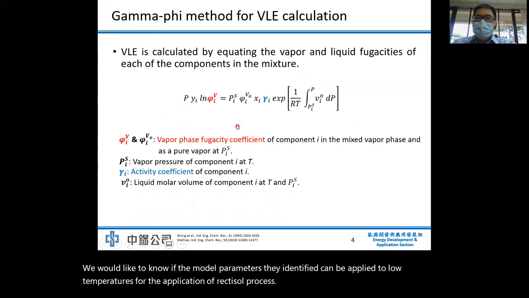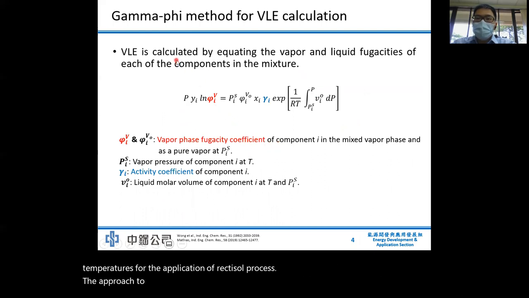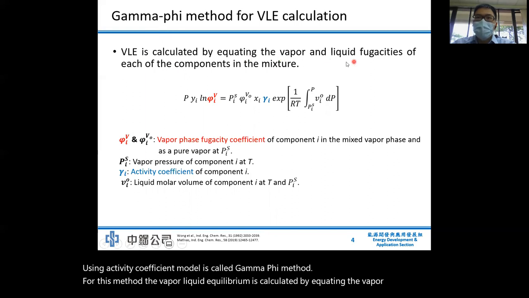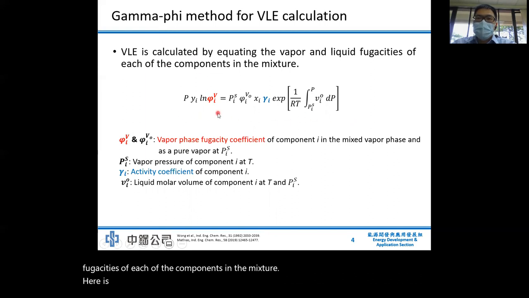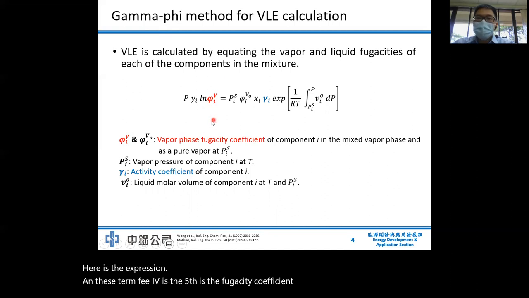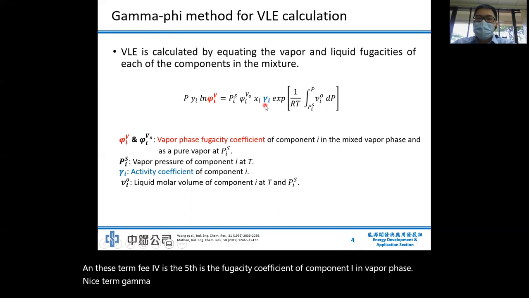The approach to calculate the vapor liquid equilibrium using activity coefficient model is called gamma phi method. For this method, the vapor liquid equilibrium is calculated by equating the vapor and liquid fugacities of each of the components in the mixture. Here is the expression, and this term phi i V is the fugacity coefficient of component i in the vapor phase. This term gamma i is the activity coefficient of component i in liquid phase.